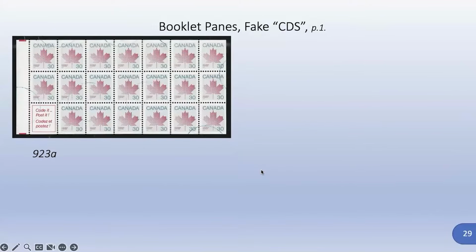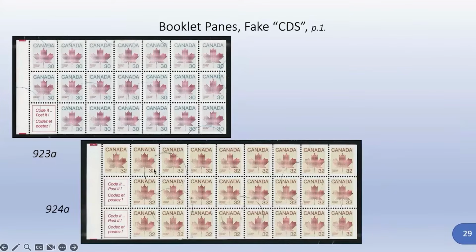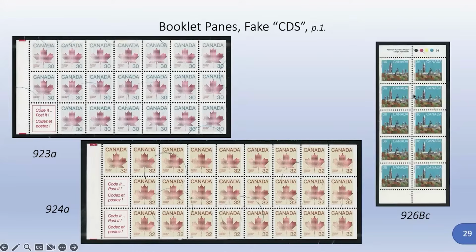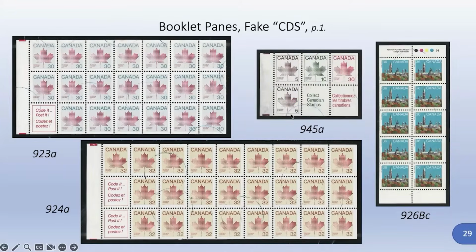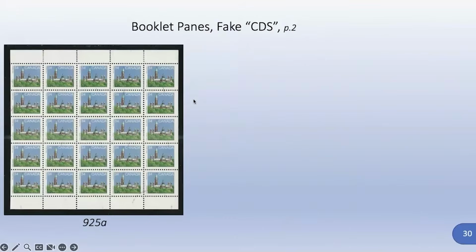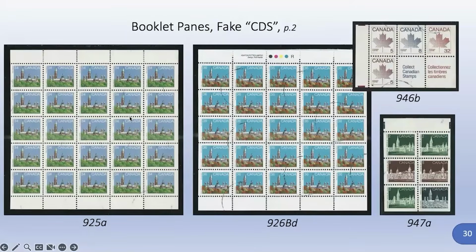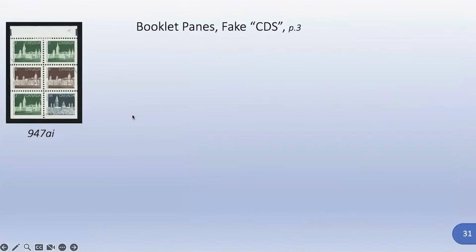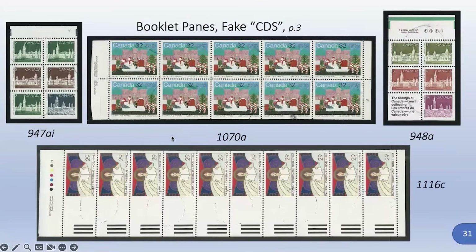Booklet panes with a fake CDS. This is just page 1. Here's another one. You can see these faint black rings made to look like a nice CDS cancel. There's one here. There's a touch of one on these. There's another touch of one down here. Here's more of them, all with fake CDS cancels. Page 3 of them. All 12 of these have these fake CDS cancels.